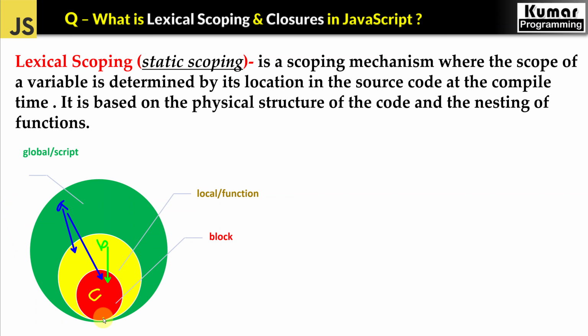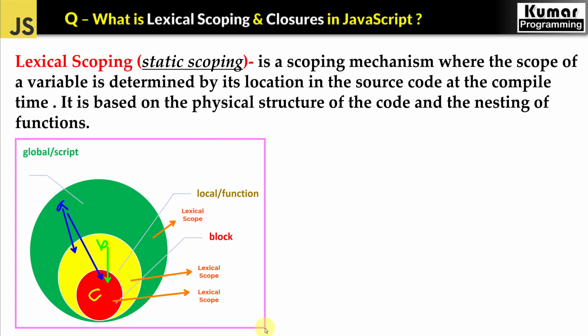Okay, and each and every block, this local scope block, global scope block, and block scope, right? Each and every block is creating a lexical scope. So here we have one lexical scope and here we have another lexical scope, and this is a global lexical scope, right? And this whole thing is known as a lexical environment. Okay, now let's understand with the code.